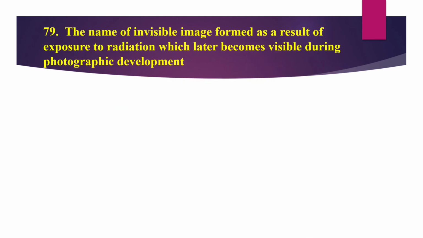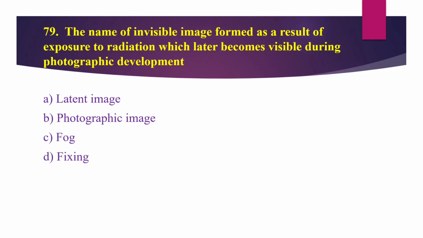Moving on to the next question, question number 79. The name of the invisible image formed as a result of exposure to radiation, which later becomes visible during photographic development. Option A, latent image, option B, photographic image, option C, fog, and option D, fixing. The answer is option A, latent image.